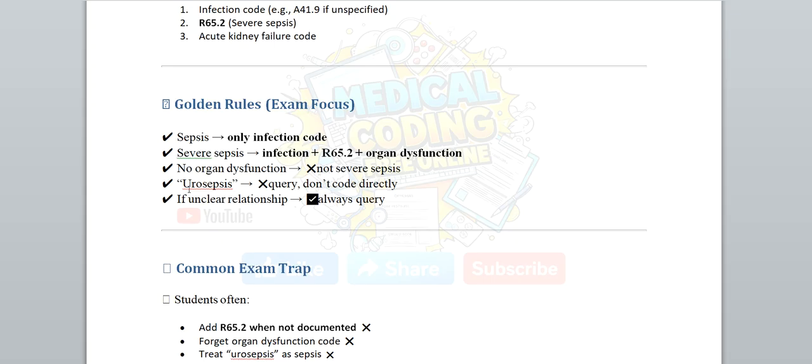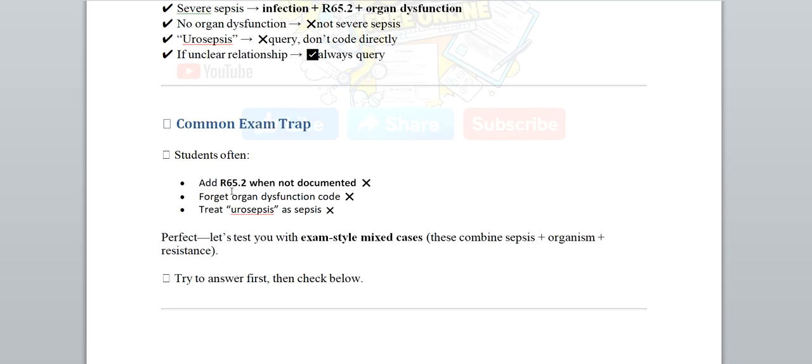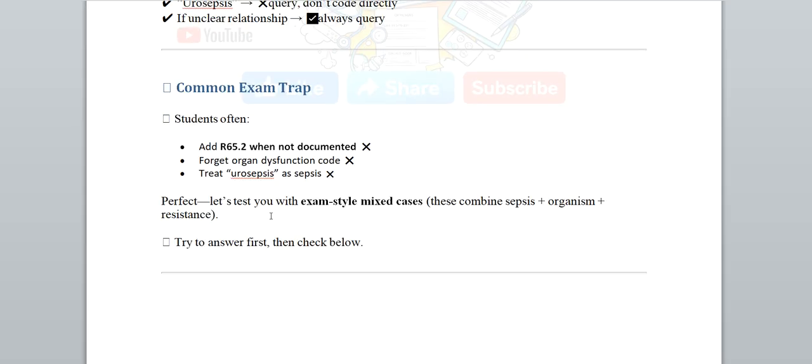If urosepsis is there in the question, query; don't go directly. If the relationship is unclear, always query. So, in exam prep, students often add R65.2 when it is not documented. No. Forget the organ dysfunction code. No. Treat urosepsis as sepsis. No. So, perfect. Let's test your exam style mixed questions.